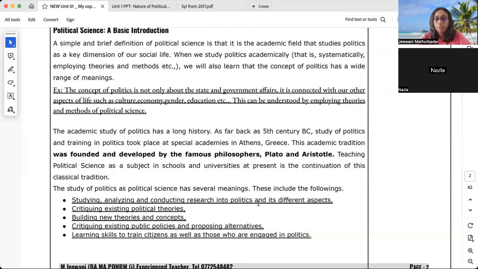Suppose you have to learn about governments. So you have to study, analyze, and conduct research into governments and various different aspects of the government. You may study presidential government, parliamentary government, unitary government, federal government. So you have to analyze various aspects of the government and criticize existing political theories.